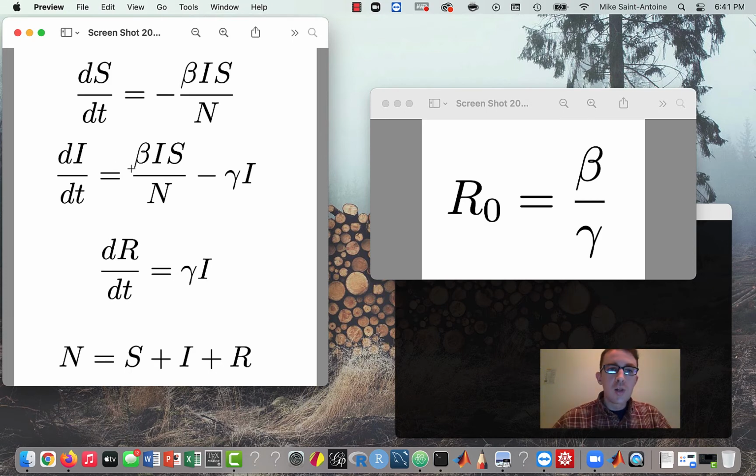The level of I is also decreasing by however many people are either dying from the disease or recovering. This rate is what we're calling gamma. Gamma is the parameter for this. So this term is just gamma, which is some combination of the death rate and the recovery rate.